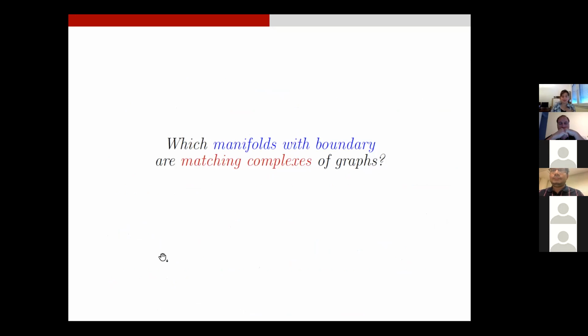And this brings us to a second question: which manifolds with boundary are matching complexes of graphs. The idea is similar, just the proofs are more complicated and longer. So let's see the results.